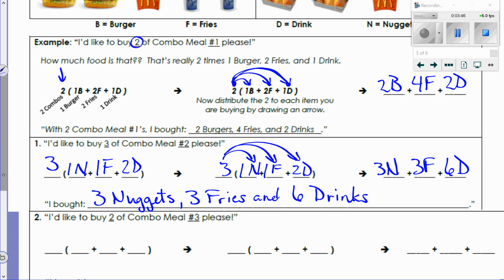Does this make sense? Luna, does that make sense? Are you starting to see it?